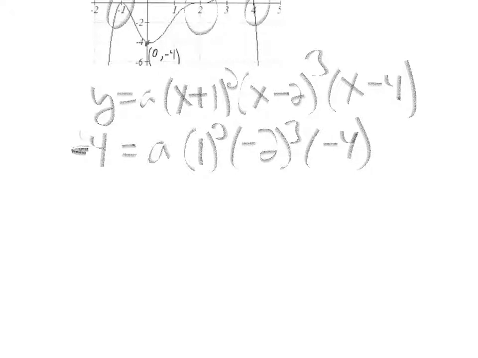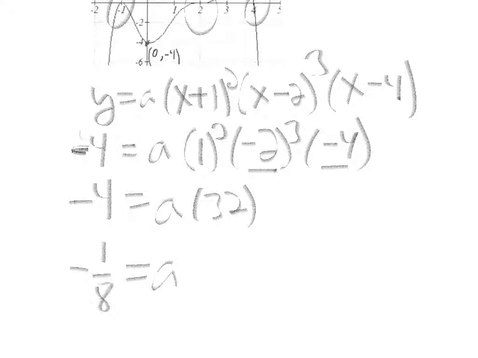Well, that's going to give what? Negative 4 equals a times, let's see, well, at least that's 1. That's negative 8 times negative 4 is positive 32. So a equals negative 4 over 32, or negative 1/8. And I'm glad it's negative because that confirms why this parabola opens down.